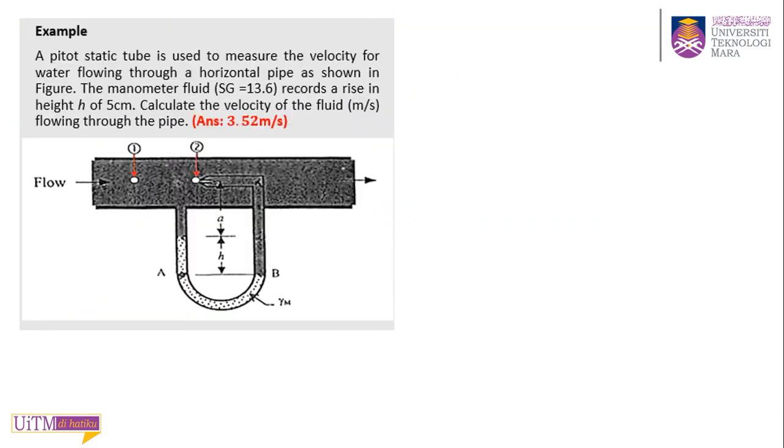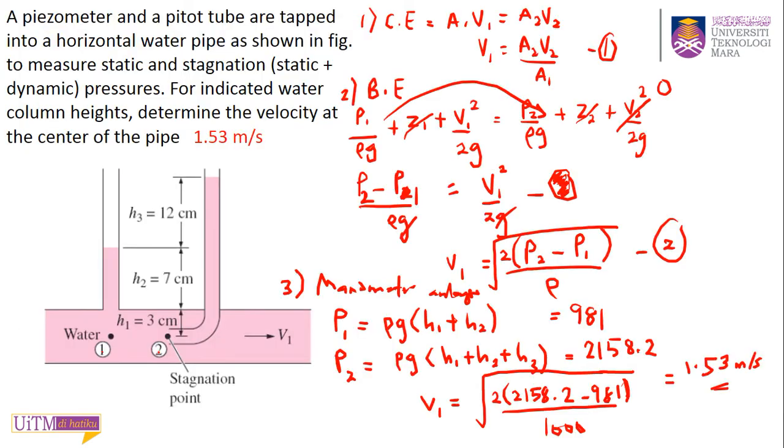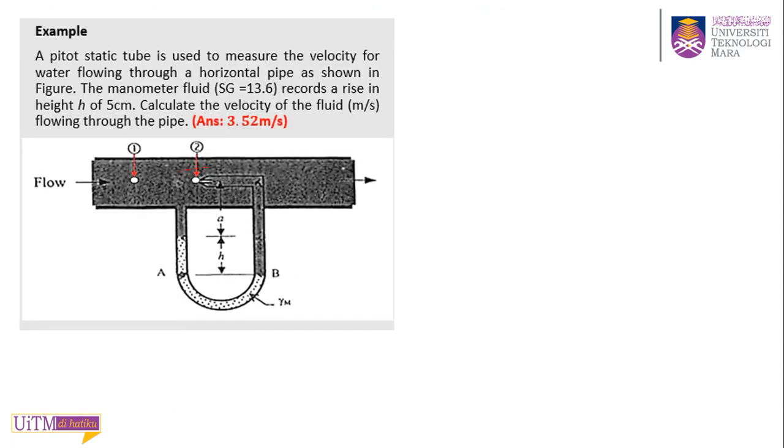Okay. The next one, this is a pitot static tube. They ask you to find the velocity of the fluid flowing through the pipe. Because sama juga lah dengan ni. Ini pun pitot tube, and this is pitot static tube. So again, write your continuity equation. Okay, A1 V1 dengan A2 V2, and V1 equal to A2 V2 over A1.